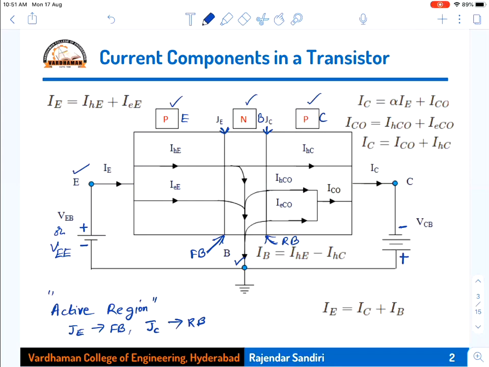Current starts flowing in the regions and junctions. When this emitter base junction is forward biased, emitter current starts flowing in the region. If you see the charge carriers present in the emitter region, what are they? Because it is p type, many holes are present. So majority are the holes and minority are the electrons.